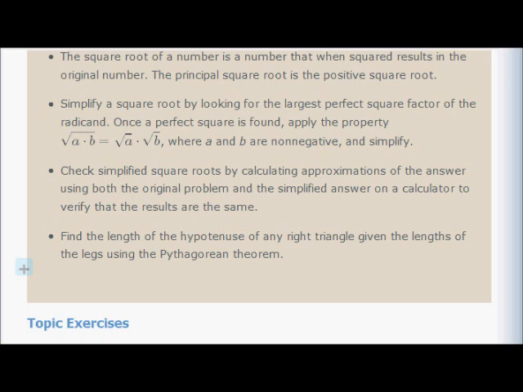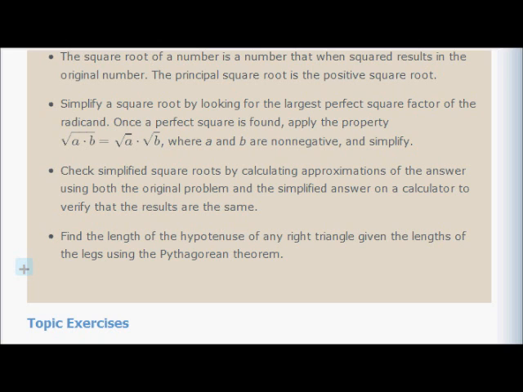So once a perfect square is found, let's say a is a perfect square, we're going to pull a out of there. The root of a times b, or root of ab, equals root a times root b, where a and b are non-negative, and then you simplify.